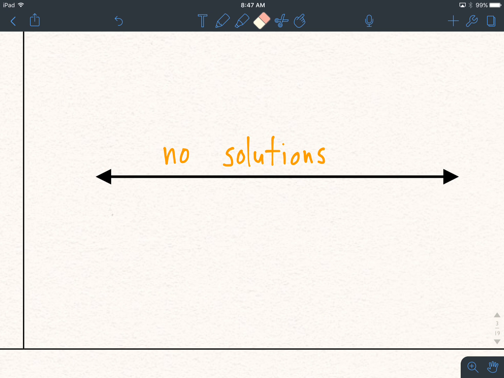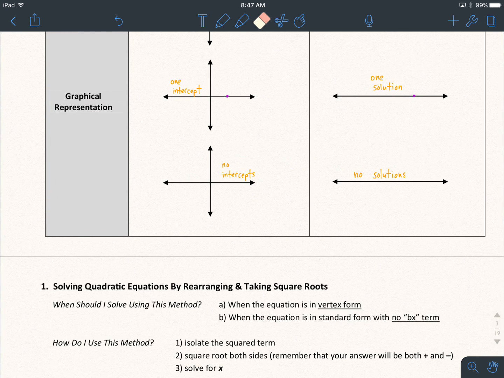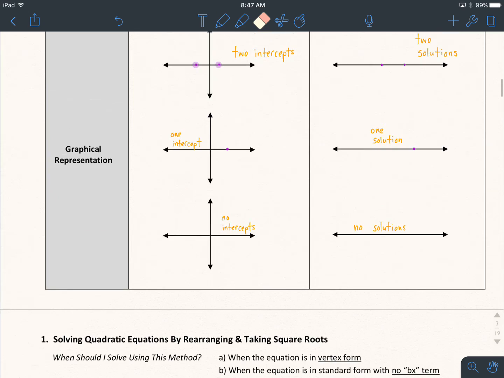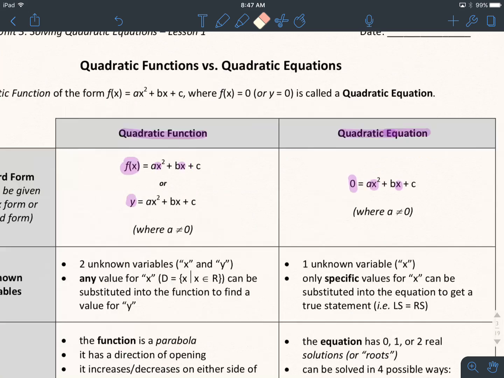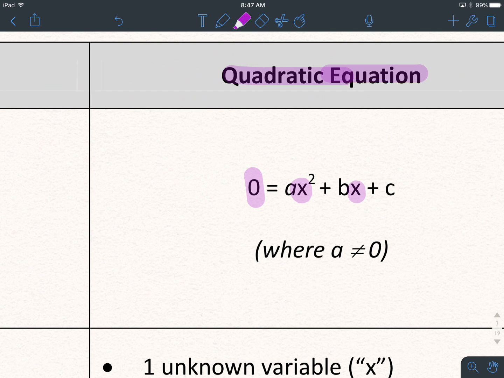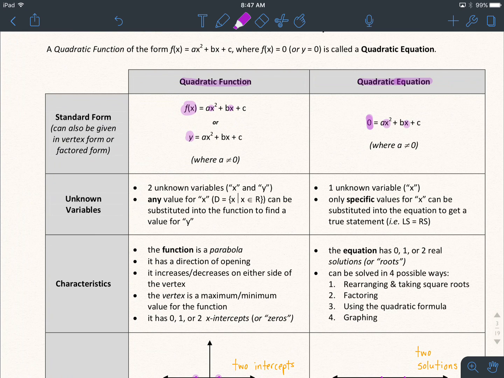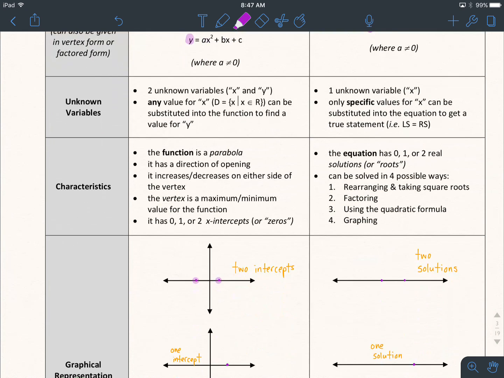So for us, really our focus in this unit is to consider that given a quadratic equation, i.e. basically a quadratic function that we've dictated the output value is going to be 0, then there are possibly two, one, or no solutions. So how do we go about figuring out what these solutions will be?